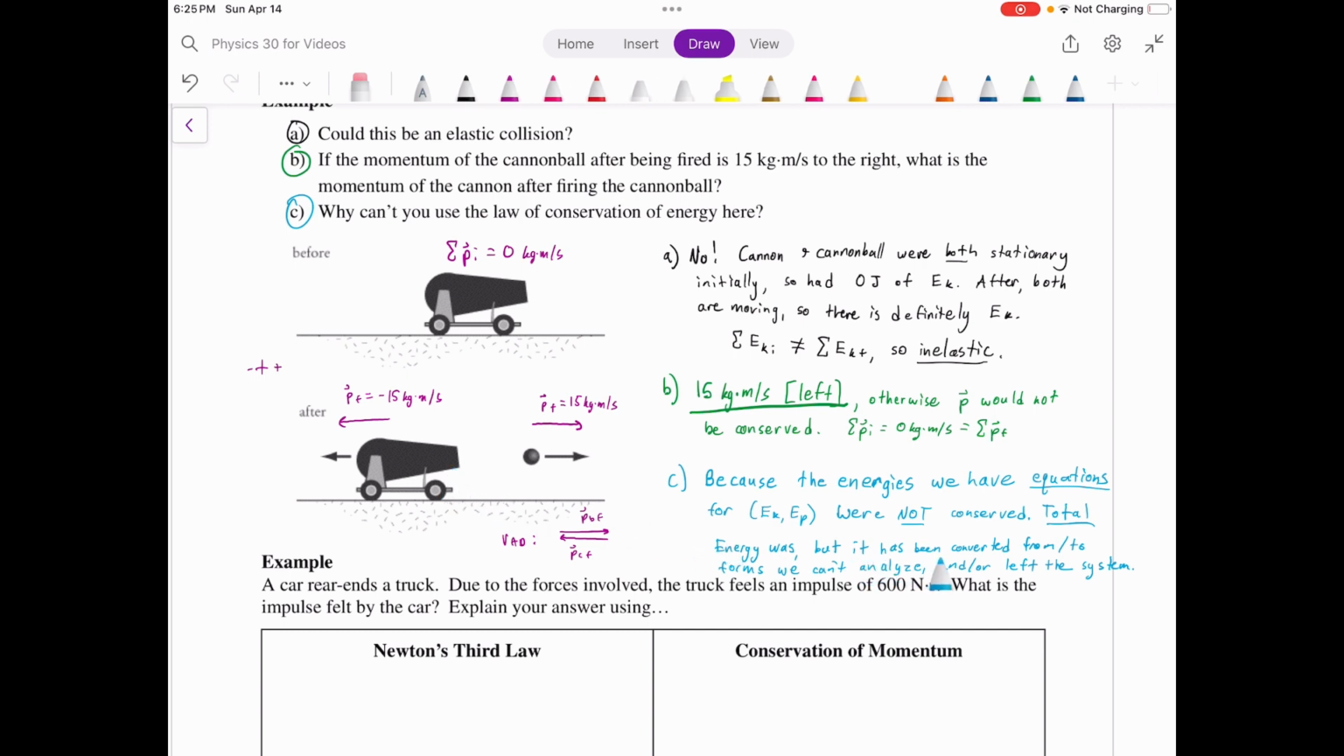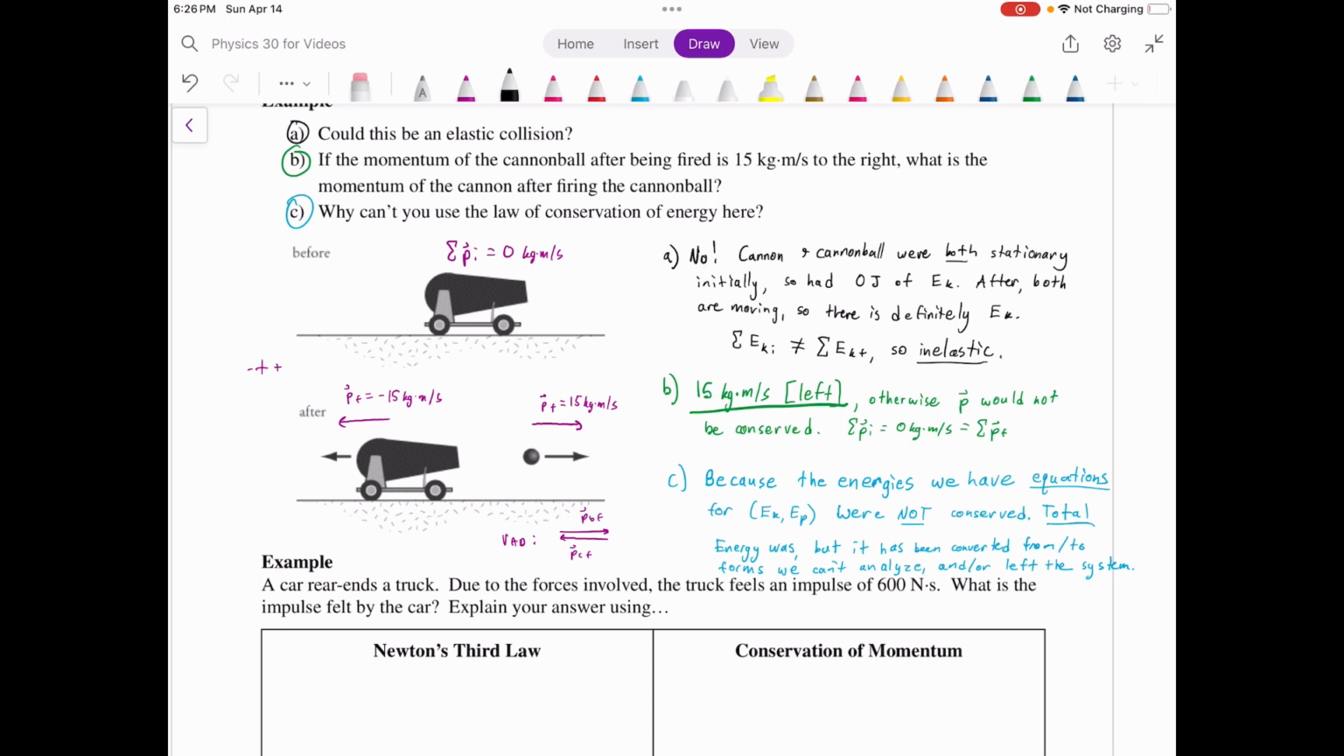And again, it's been converted from or to forms that we can't analyze. We don't have an equation for thermal energy or for chemical potential energy. And what's more, it might have even just left the system altogether, right? A lot of that initial chemical potential energy will have left as heat and sound, right? That's a problem we don't have to worry about here with momentum. But we could not have solved this by saying total kinetic initial equals total kinetic final, because it doesn't. Again, total energy was conserved, but it's gone into forms that we can't keep track of.